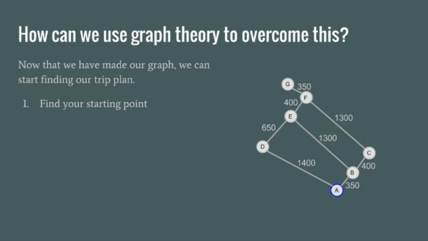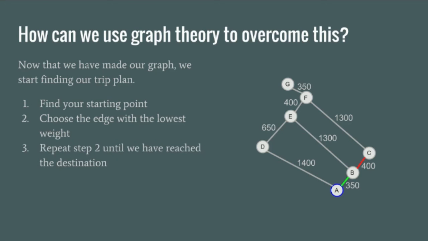First, we must choose our starting point. We will be starting from vertex A. We will now choose the edge with the least weight, which takes us to B. We now repeat the second step leading us to C, then to F, and finally to G. We have now used Prim's algorithm to find the shortest path from our starting location, vertex A, to our destination, vertex G.